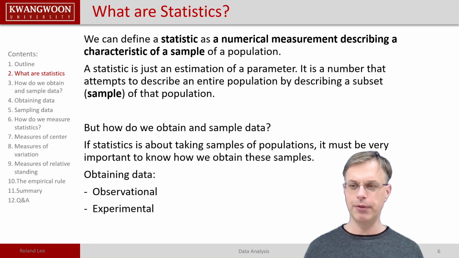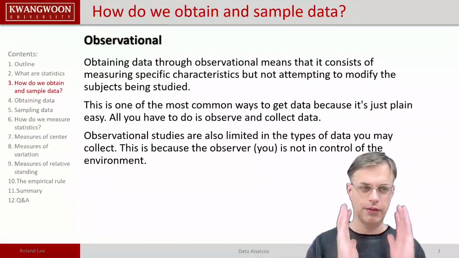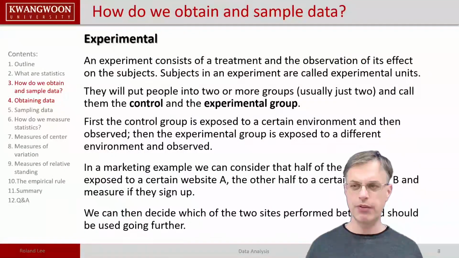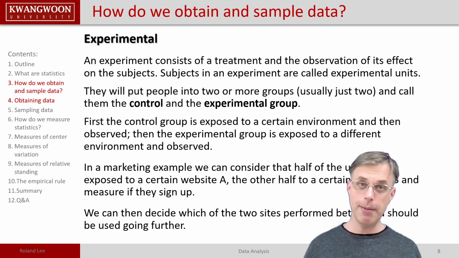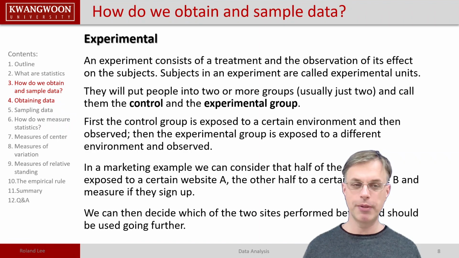We obtain and sample data. Obtaining data, we can have two ways: experimental and observational. Observational is the straightforward one, without any changes, without any experiment, as it says, just looking at something. And then in an experiment, we have the so-called control and experimental groups. First, the control group is exposed to a certain environment and then observed, and then the experimental group is exposed to a different environment and then observed.